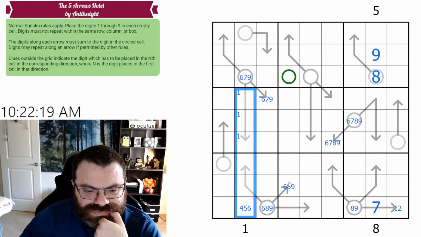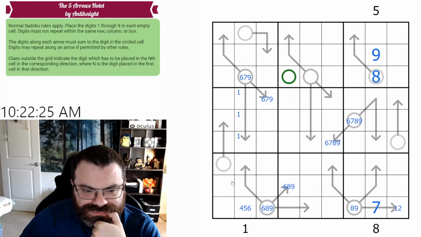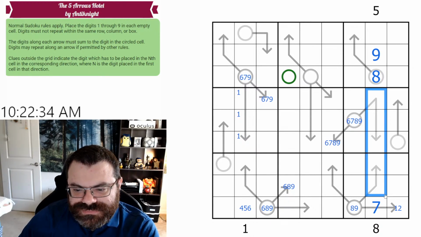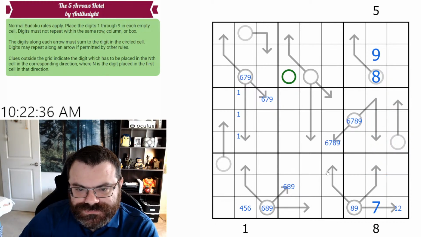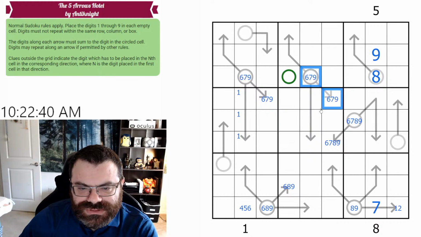Yeah, these add to at least 21, but I don't know what to do with that. This is another 3-cell arrow, so we can put 6, 7, 9 on those.